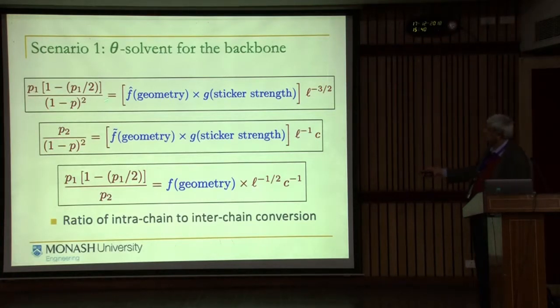The first one is the degree of intramolecular conversion, and you can see it's independent of concentration. It's a constant. It only depends on this spacer length. The intermolecular degree of conversion scales linearly with the concentration. And so you can see these are very simple testable predictions of the scaling theory if you can set up the simulations. And here is a ratio of these intramolecular to the intermolecular degree of sticking.